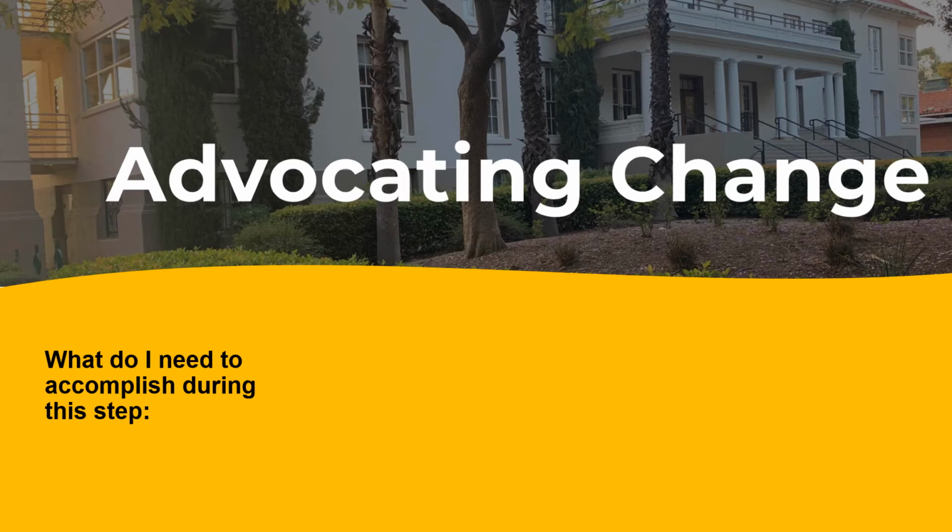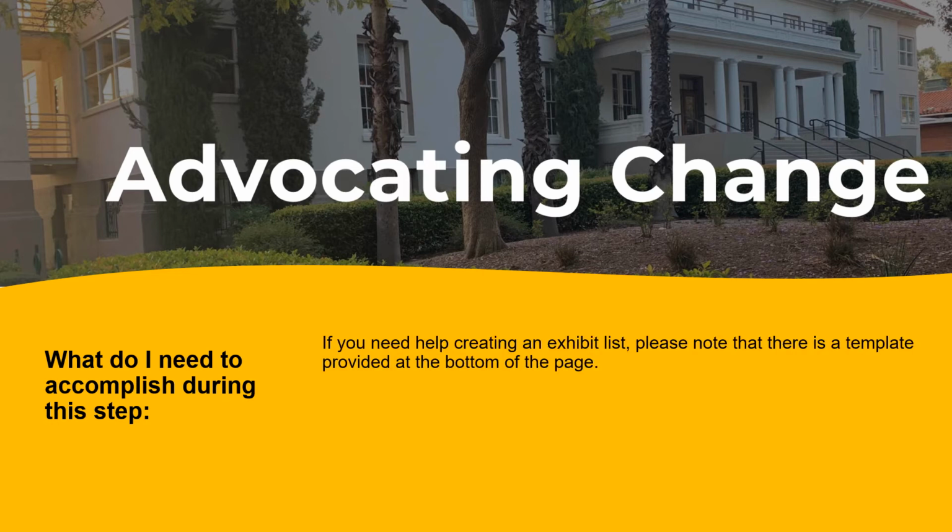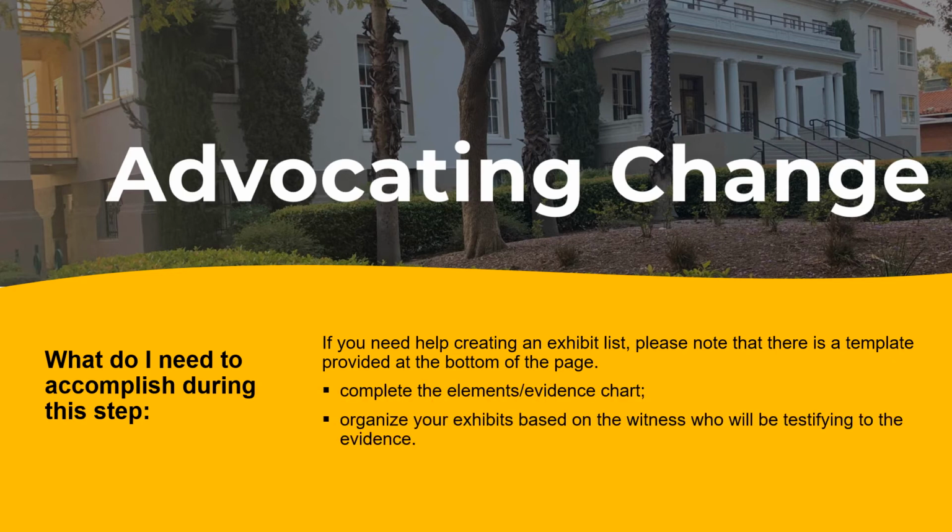What do I need to accomplish during this step? If you need help creating an exhibit list, please note that there is a template provided at the bottom of the page to serve you as an example of what an exhibit list looks like. You will then complete the elements evidence chart. Organize your exhibits based on the witnesses who will be testifying to the evidence. Please make sure you put them in the same order you are calling your witnesses, and complete your exhibit list.